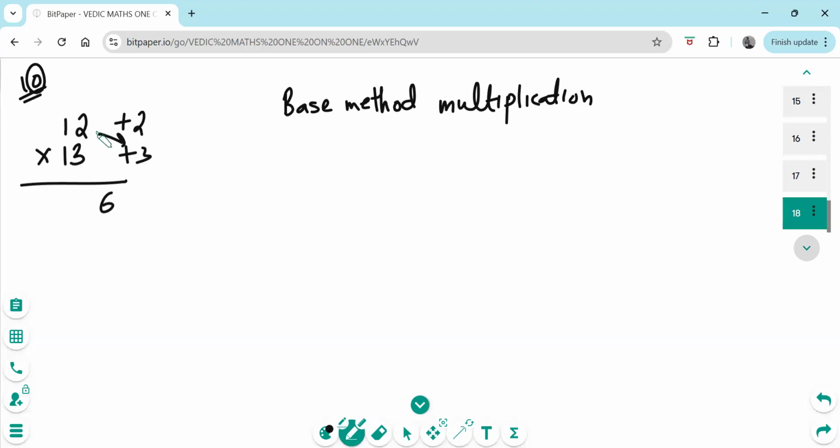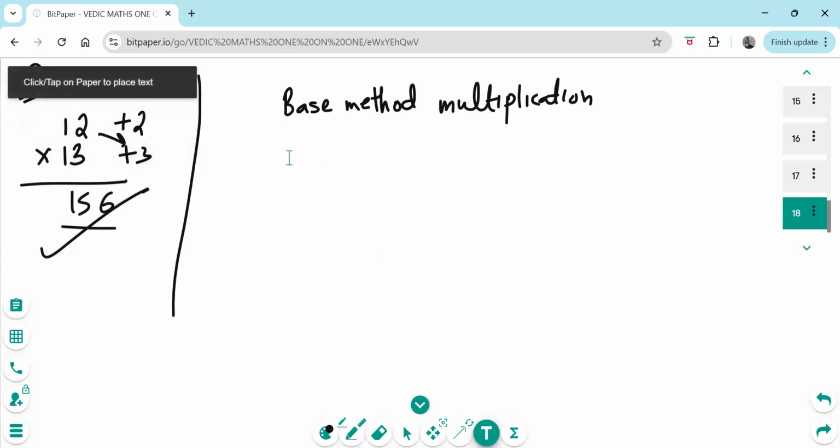Then you add any of them, like 12 plus 3 is 15 or 13 plus 2 is 15, and that's it, right? And don't forget you have to multiply with the rank after adding, but the rank here is 1, that's why we don't need to. So I hope you recall that base method from the previous video. Now we are going to do part 2 of the base method.